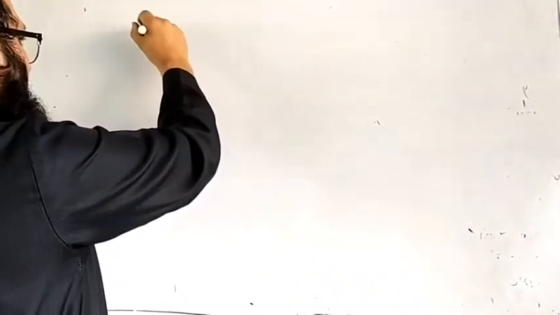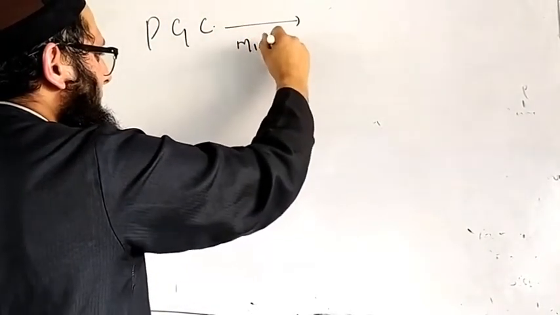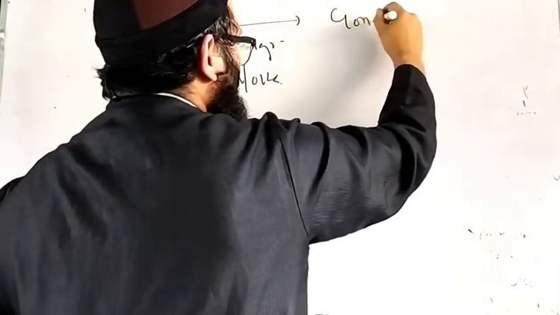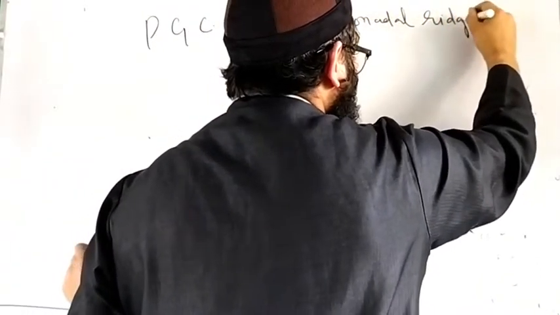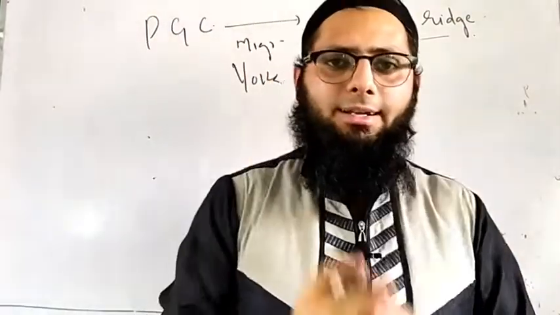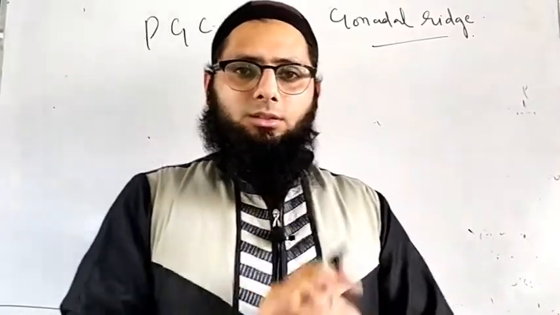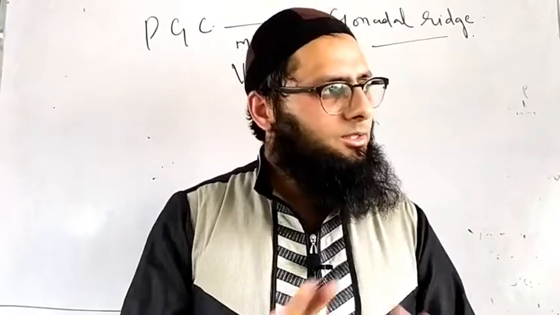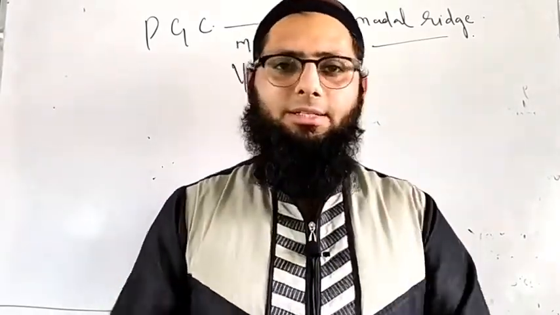So the primordial germ cells will migrate from the yolk sac towards the gonadal ridge. Until the 6th or 7th week of fetal life, this gonadal ridge is undifferentiated. It's totally undifferentiated. You cannot tell whether it's going to be male or female at that time.